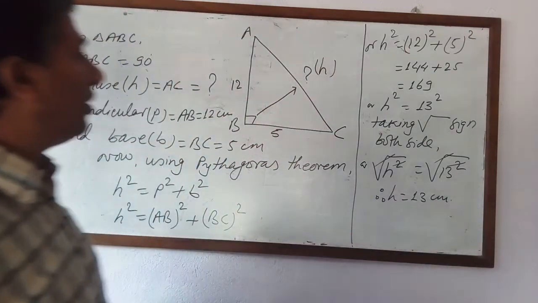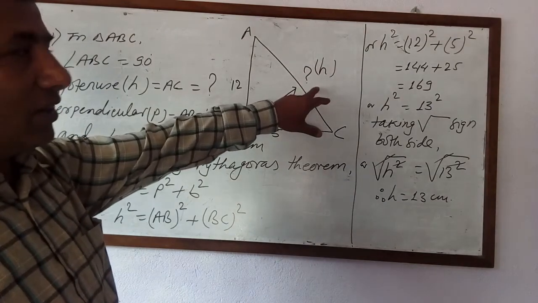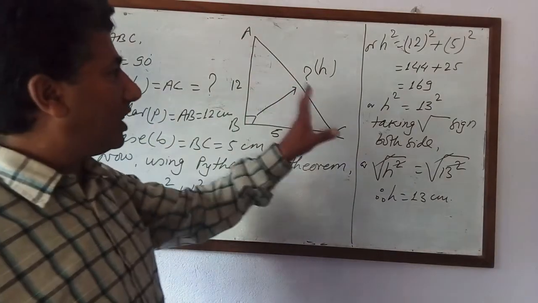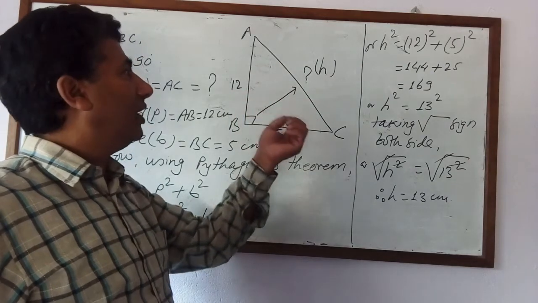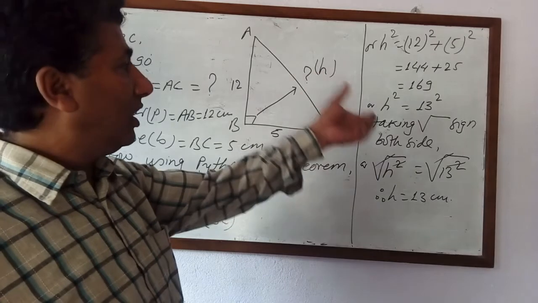Now this is one example. Now how to find the third side? Use Pythagoras theorem if the measure of 2 sides are given out of 3. Out of 3, if 2 are given, then use this one.